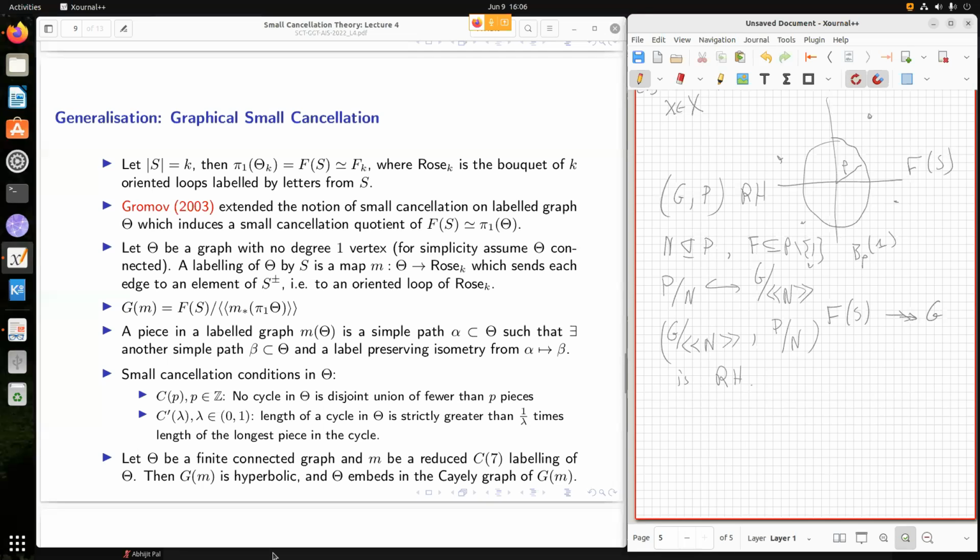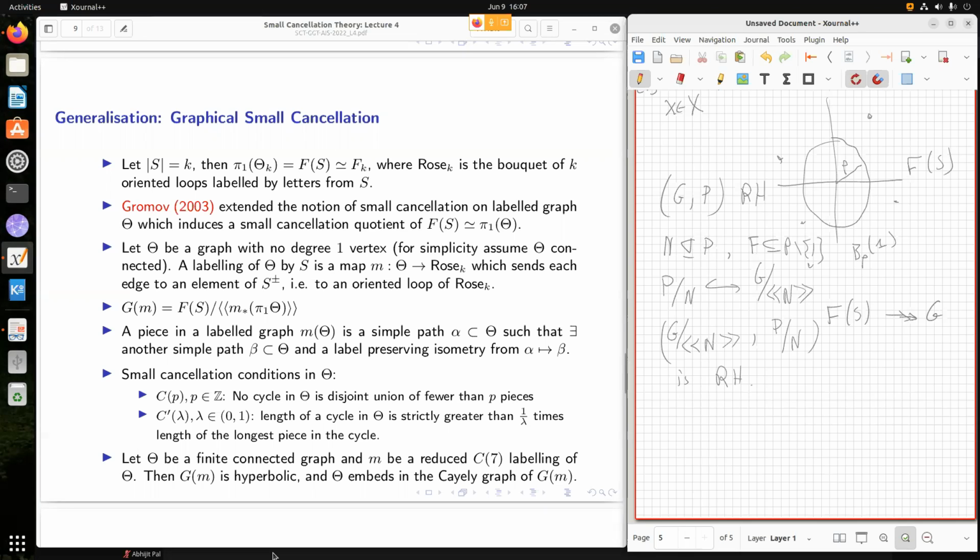So what is graphical small cancellation? What we want to see here is we start with a set S that you can consider as the set of labels, like the set of generators. Now, here there is a little confusion: here it's written theta k, here it's written rows k. These are the same thing. So theta k, the rose of k petals, is a free group on these labels, these generating elements, a free group of rank k.